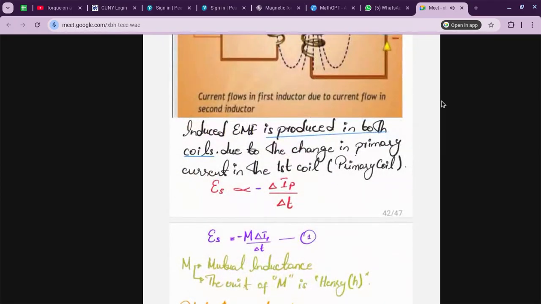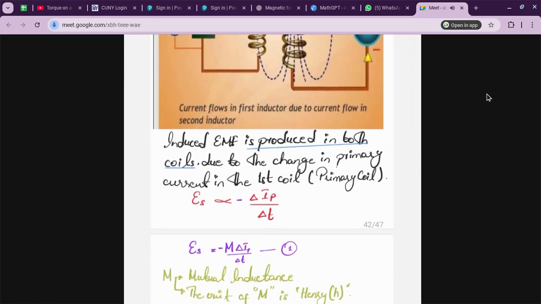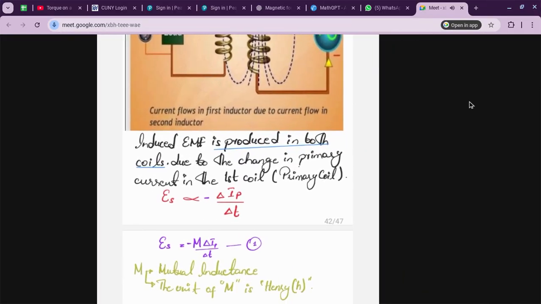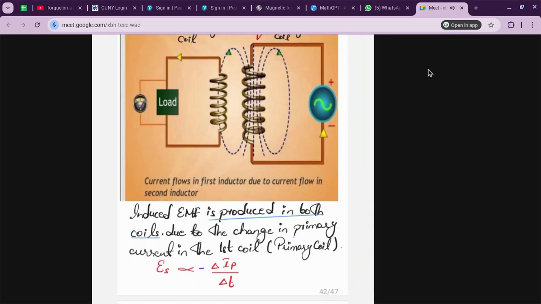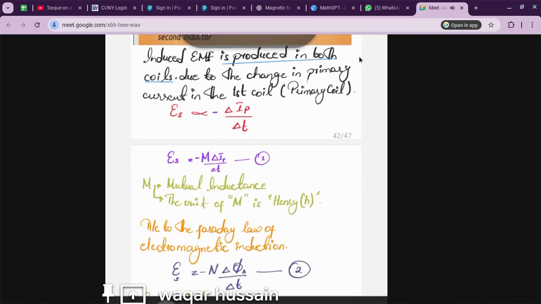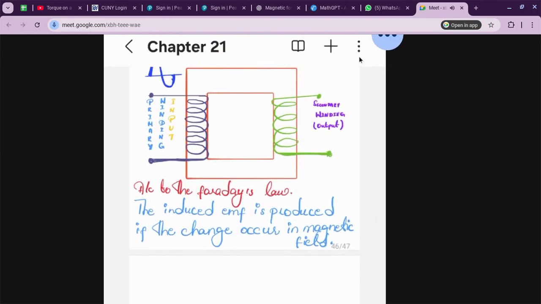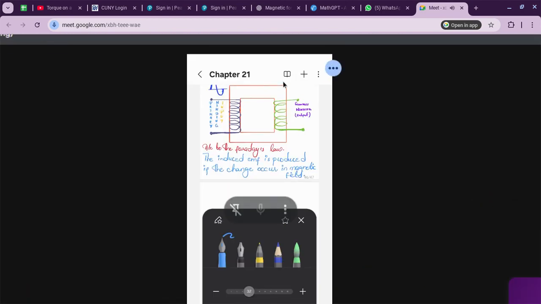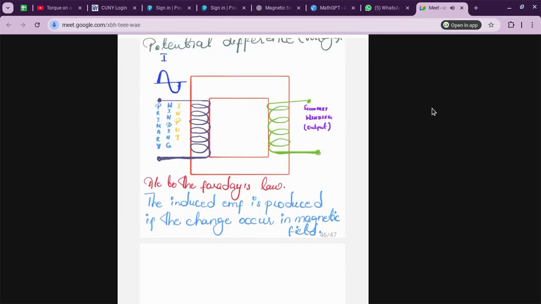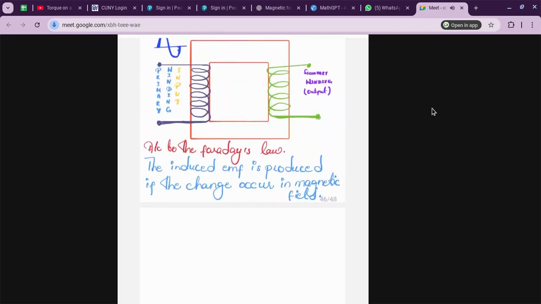So whenever the current changes, the magnetic field changes, and due to the change in magnetic flux in any of the coils, the induced EMF is produced in both the coils, in the primary coil and in the secondary coil as well. Now, are you getting my point? Okay. Now we conclude that if the magnetic field change occurs in one coil, the induced EMF is produced in both the coils. We are agreed upon this.